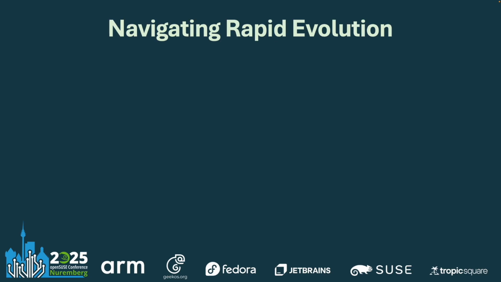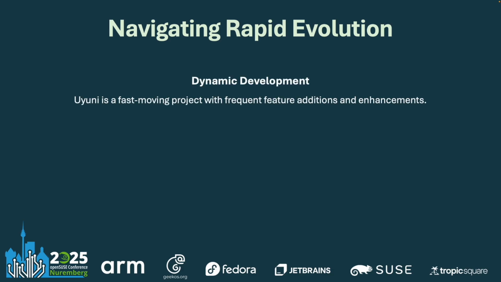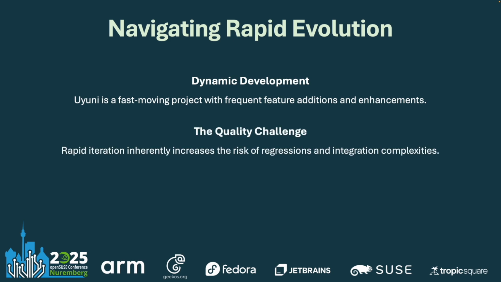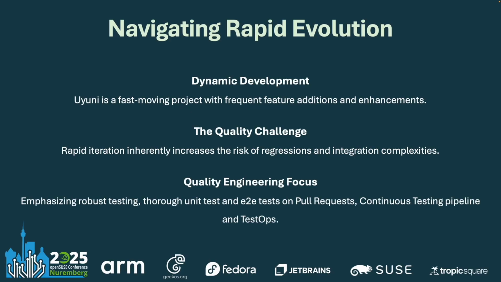One of the exciting but challenging parts of the Uyuni project is how fast it's moving. We are frequently adding new features and supporting new operating systems. But this speed brings a big problem: keeping quality high and consistent. Rapid iteration inherently increases the risk of regressions and integration complexities. With many changes and frequent updates, making sure new additions work well and don't break existing things takes a lot of careful work.